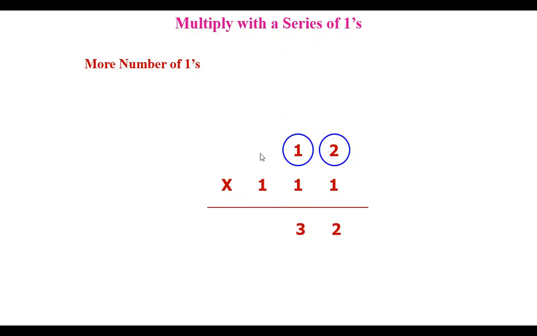We don't have a number in the left side. So we'll do one thing. Remove the number of numbers here, equal to this number. Here we have 2 numbers. I just remove these 2 from this number. How many are left? 1 number is left.